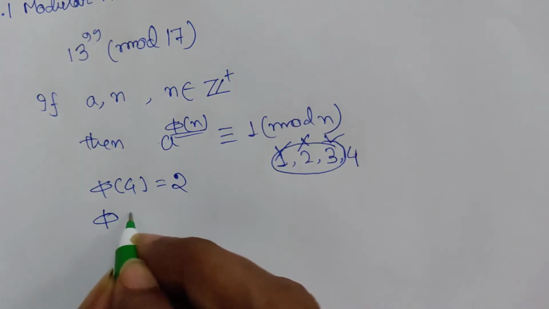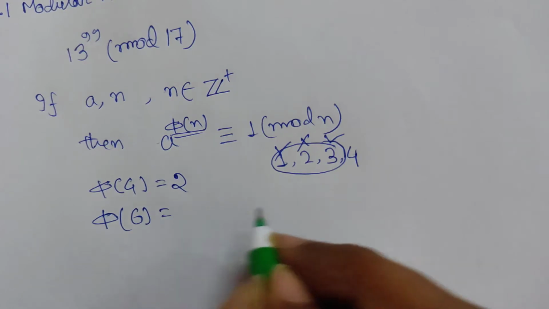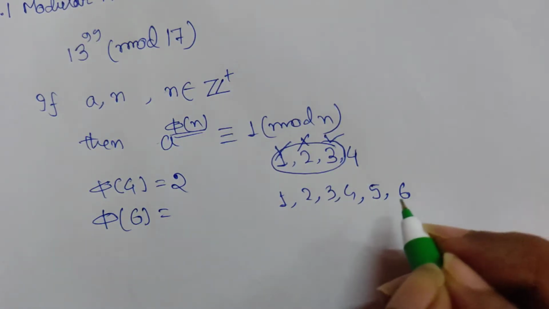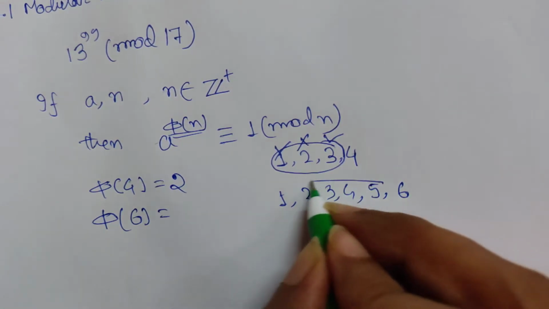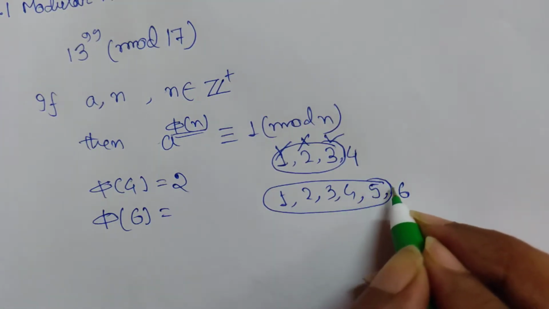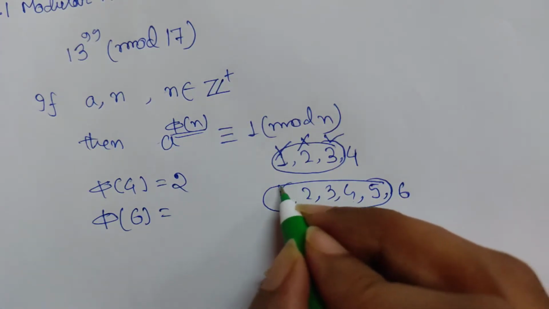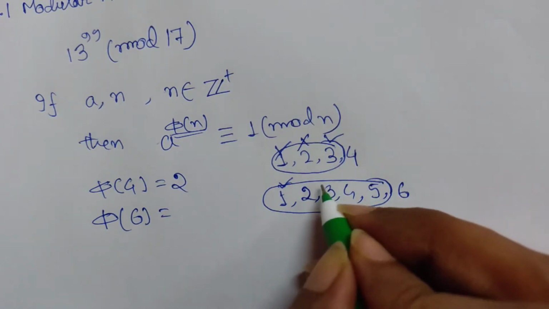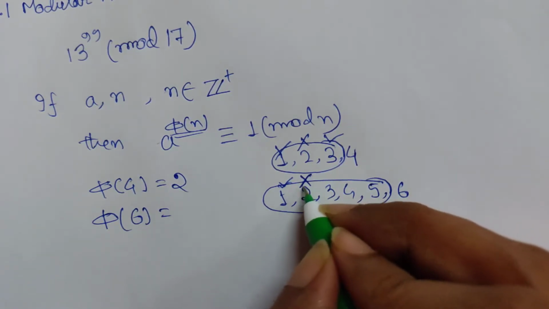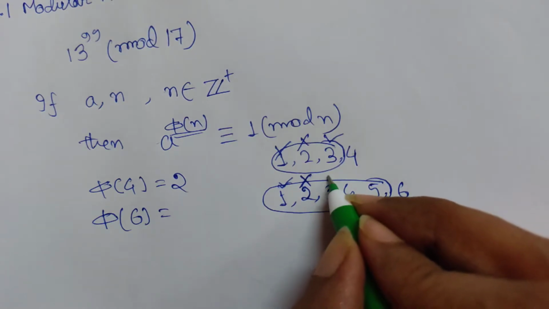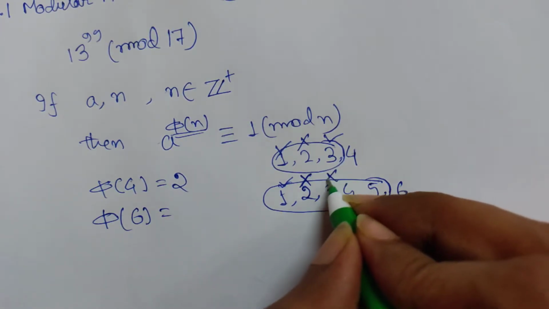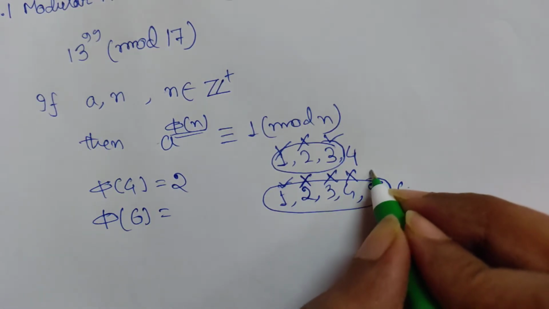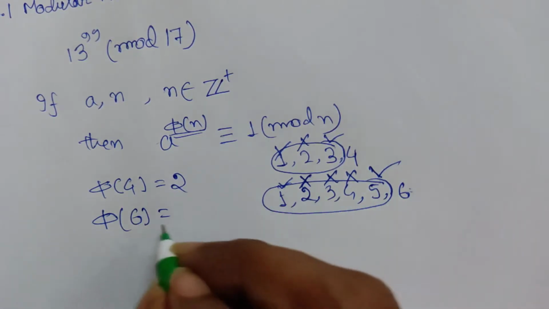Phi of 6: 1, 2, 3, 4, 5, 6. We have to check all the positive values which are less than 6. 1 and 6, yes, the GCD between 1 and 6 is 1. GCD between 2 and 6 is 2. So we will not take 3 and 6, the GCD between 3 and 6 is 3. 4 and 6, GCD 2. 5 and 6, yes, it is 1. So 1 and 5, total number 2.